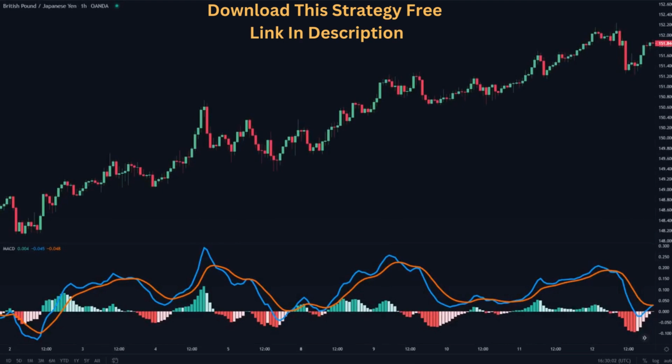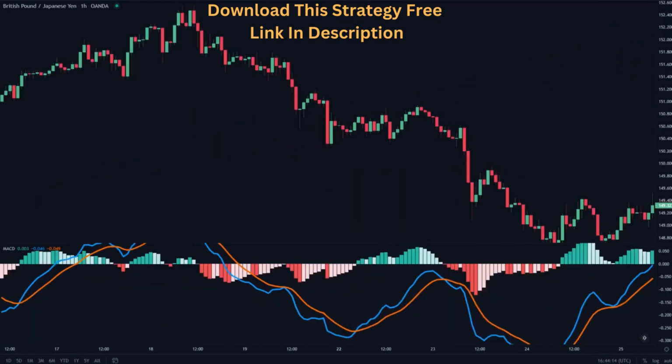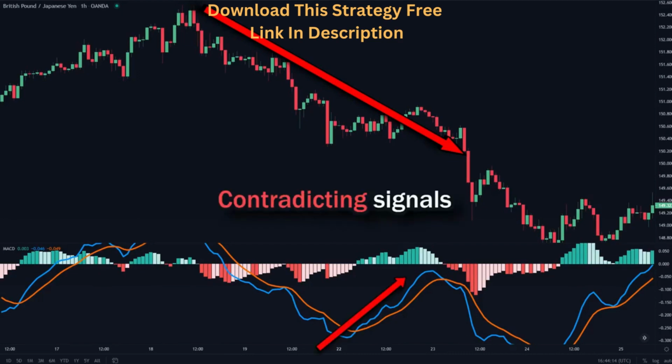Now, let's talk about the different strategies that you can use with the MACD indicator. So first, a common mistake that traders make is that they're using the indicator by itself. Let me show you why it's a bad idea to use the MACD alone. So here, we can see that the overall market is on a downtrend. However, the MACD is crossing over upwards. So notice how the signals are contradicting. The MACD is indicating a bullish momentum, but the market is on a downtrend.